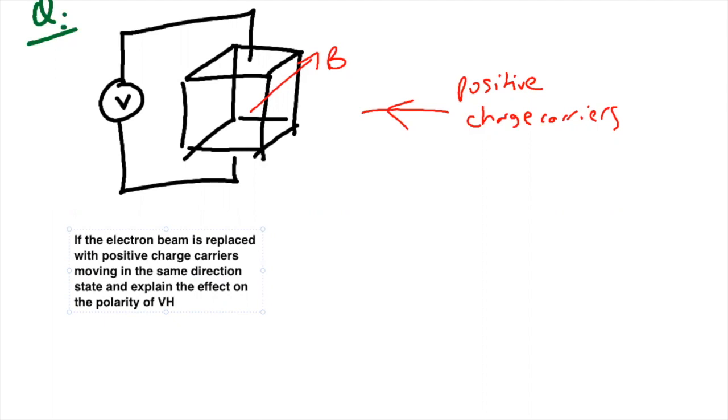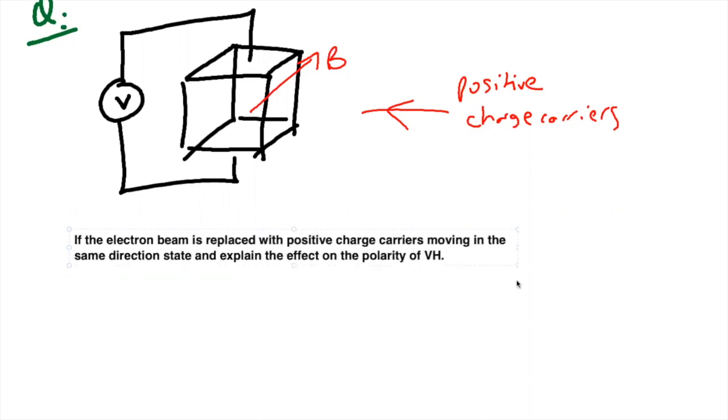What's the answer? Obviously, you're going to think it's going to be different. Now, pause the video and think about it. When we had electrons, what happened? Upper plate became minus, lower plate became plus, and we ended up with something, right? What's going to happen now? What do you think?